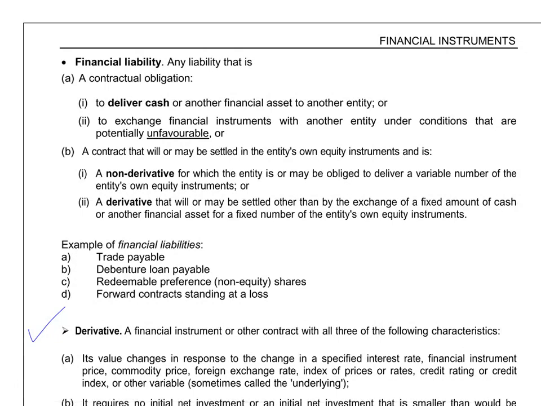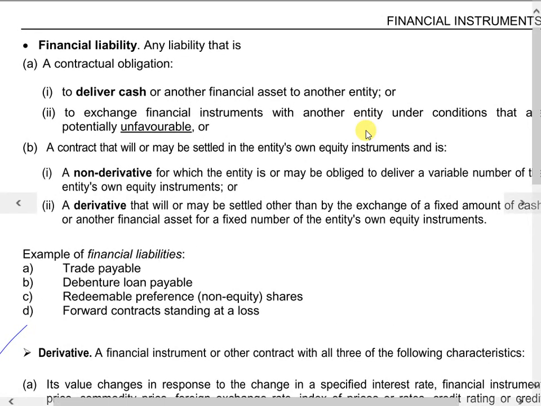Definition for financial liability. Can you underline obligation, contractual obligation? Whenever you have a liability, means you have an obligation. You have an obligation to deliver cash or other financial asset. You must pay using your cash.